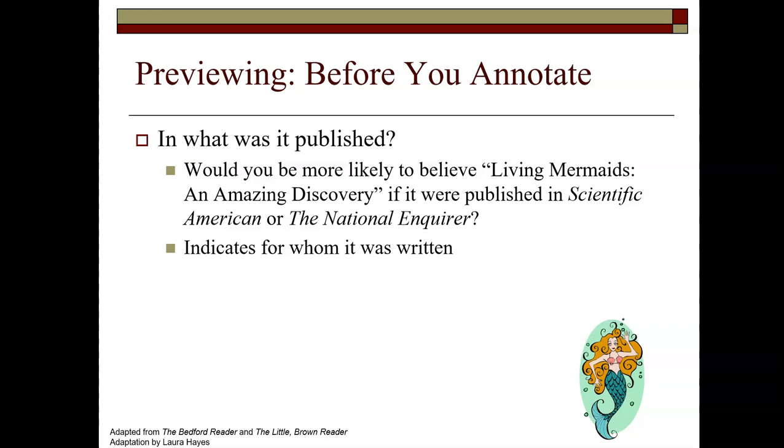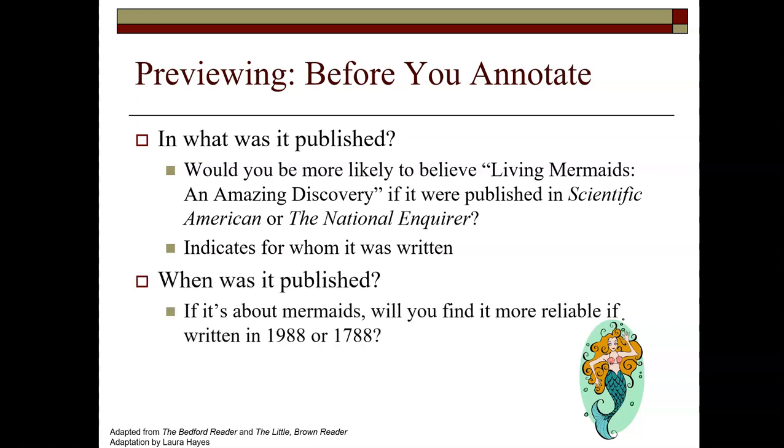It indicates for whom the text is written too. For example, if you read an article in a popular magazine like Popular Mechanics or Newsweek or Time, that's written for a broader audience. If it's written in, say, a journal dealing with aquatic life and oceanography, that is for an audience of experts, and that will influence your text. When was it published? If it's about mermaids, will you find more reliable information written in 1988 or 1788? Right? We know a lot more now, and we knew a lot more in 1988 than we did 200 years prior.